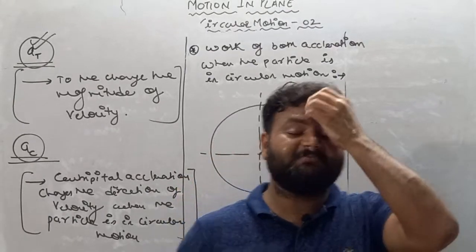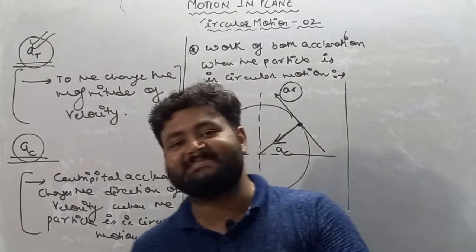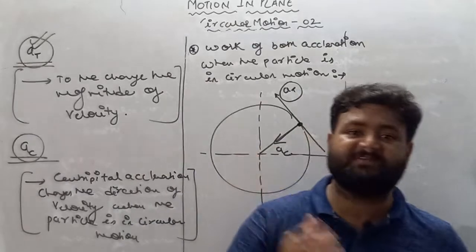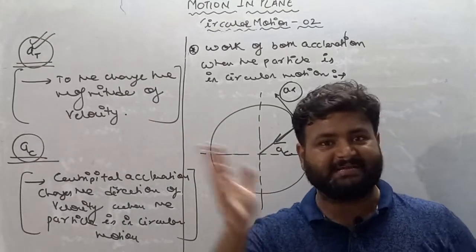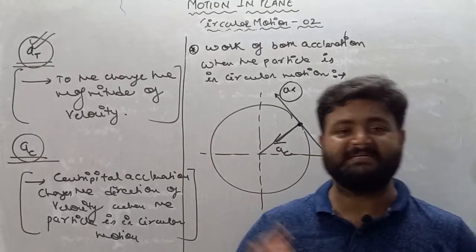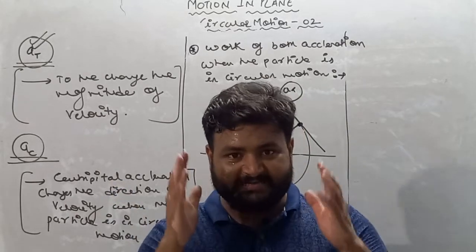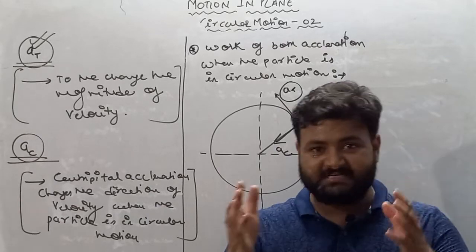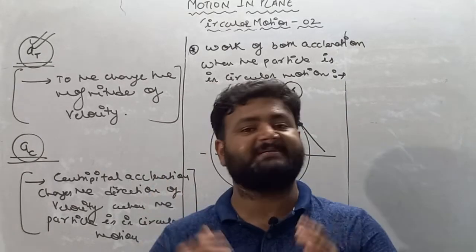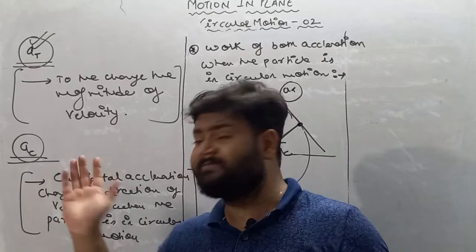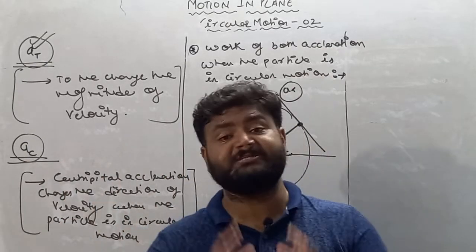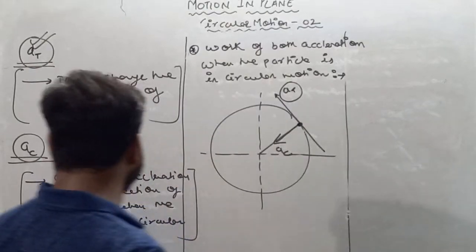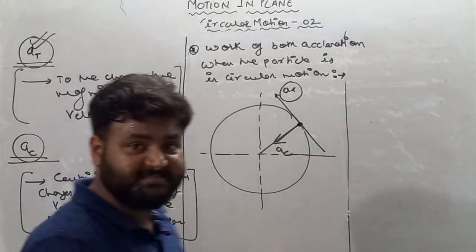So what we'll see is that when the particle is in circular motion, the particle achieves two different linear accelerations. One is towards tangent and the other is towards center. Towards tangent, the acceleration is called tangential acceleration. The acceleration acting towards center is called centripetal acceleration. So both accelerations work on different aspects. The centripetal acceleration changes the direction of velocity.